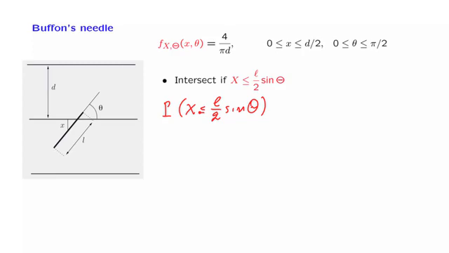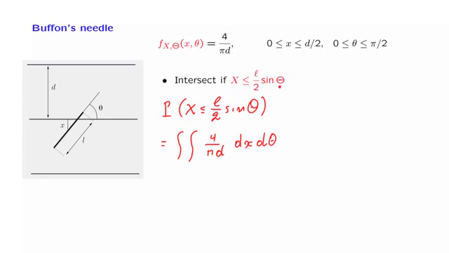How do we calculate the probability of an event that has to do with two random variables? What we do is we take the joint PDF, which in our case is 4 over pi d, and integrate it over the set of x's and thetas for which the PDF is non-zero, so it's only going to be over x's and thetas in those ranges, and also only for those x, theta pairs for which the event occurs. So what are these pairs?